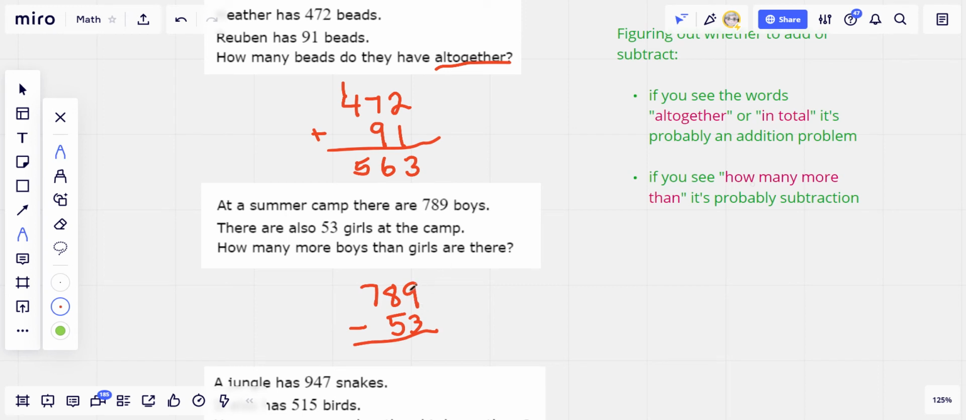Let's go ahead and subtract. This time we have 9 minus 3. Well, that's 6. And 8 minus 5, that's 3. So far I don't have to do any regrouping. And then 7, and there's nothing below it, so we just bring the 7 down. So there are actually 736 more boys than there are girls. That's not a very gender balanced camp, is it?